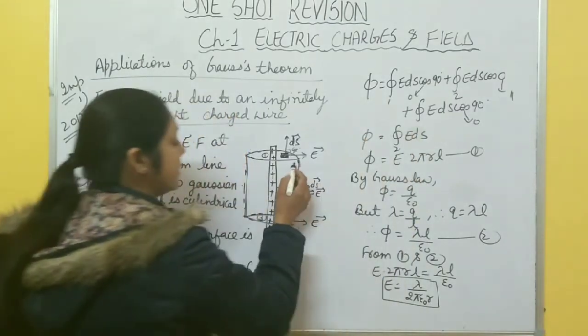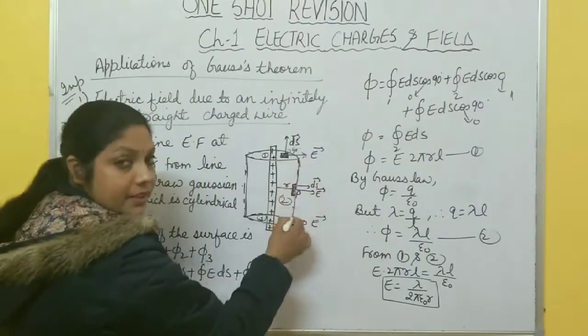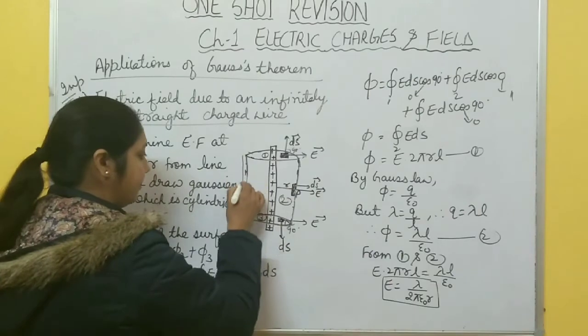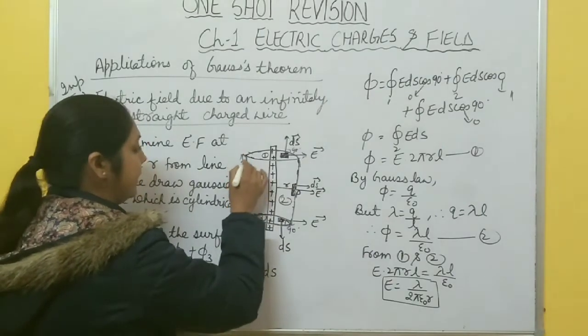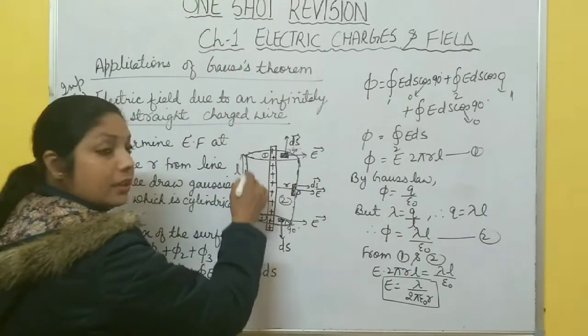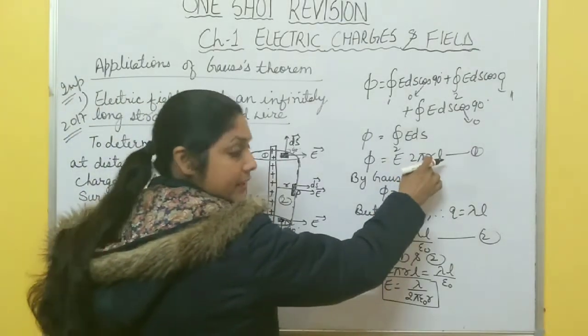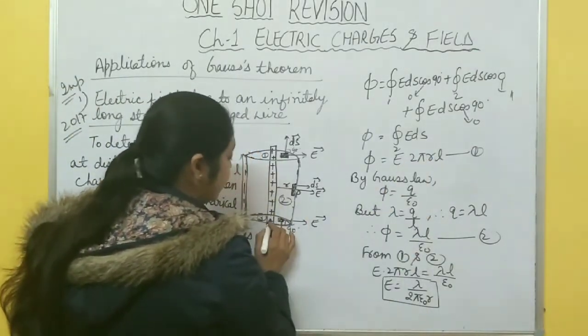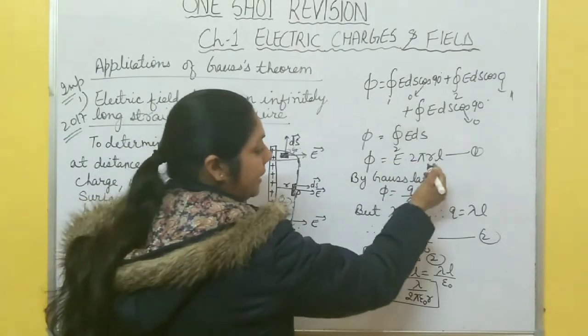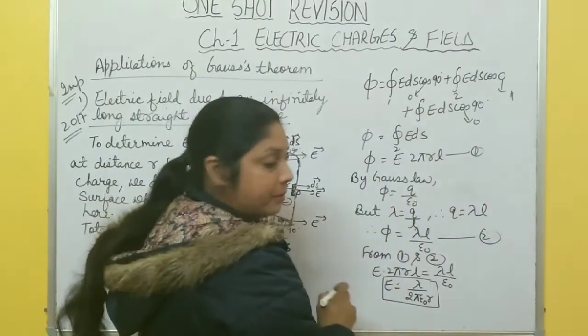And what is the surface area of this curved surface? Suppose L is the length of the cylinder. So the area of the cylinder is 2 pi RL at a distance R, right? Radius is this R. So 2 pi RL. Now this is equation number 1.